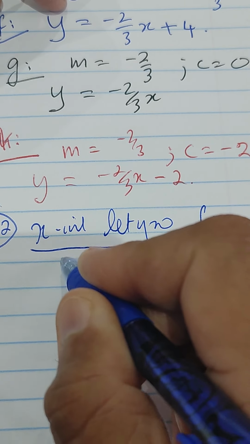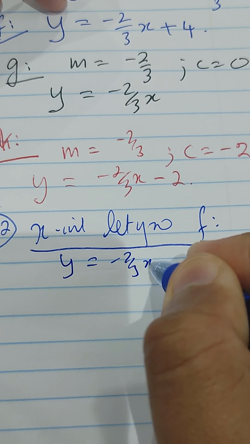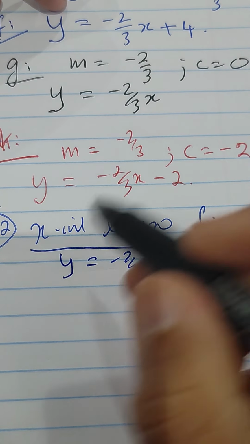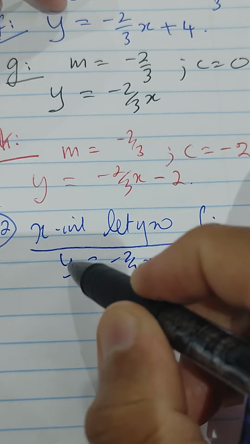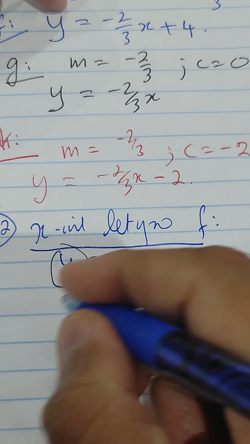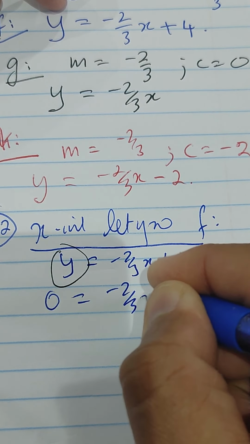So I can write it here: y is equal to negative 2 over 3 x plus 4. So for the x-intercept, let y equal to 0. So 0 is equal to negative 2 over 3x plus 4.